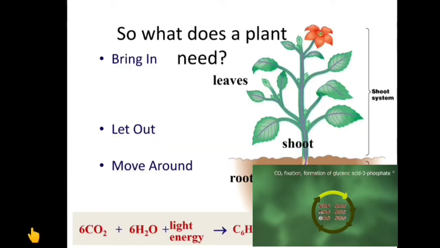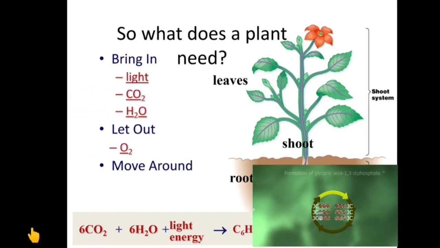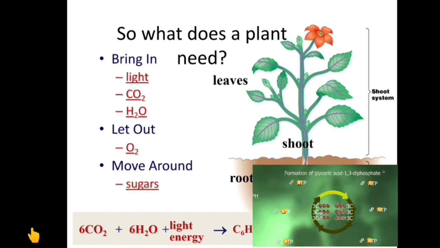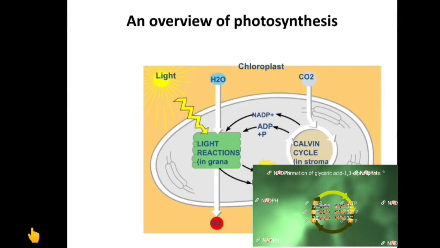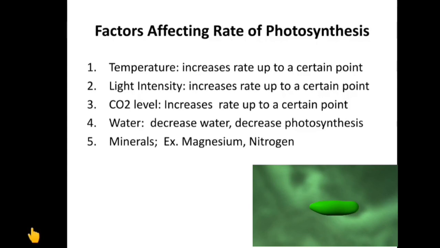So what does a plant need? It brings in light, carbon dioxide and water, and it lets out oxygen and moves around sugars. What are the factors affecting the rate of photosynthesis? First is temperature. It increases the rate up to a certain point. Second is light intensity. It increases the rate up to a certain point. Then carbon dioxide level. It increases the rate up to a certain point. The fourth one is water: decrease water and photosynthesis decreases. The fifth one is minerals, for example magnesium and nitrogen.